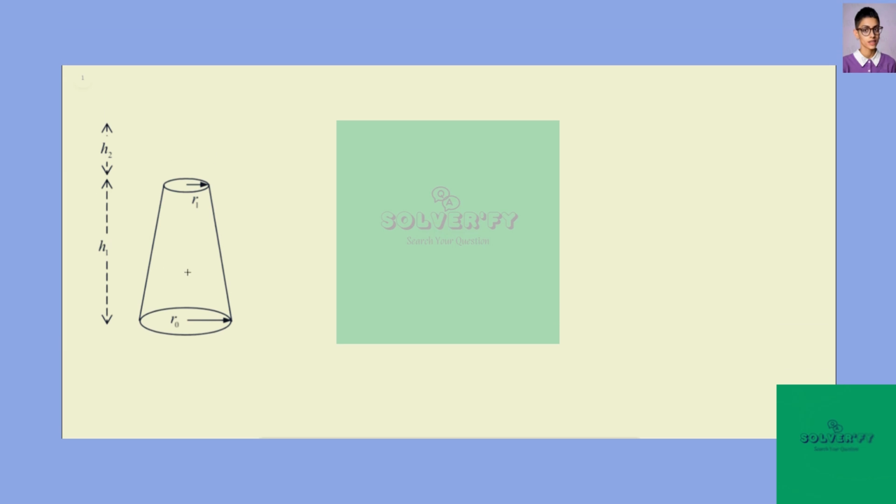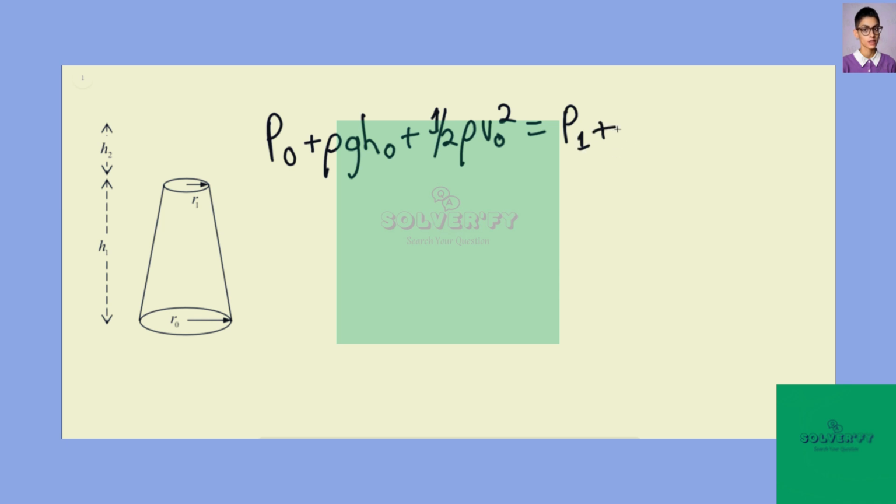So we have to the left a diagram of the system, and so we should first use Bernoulli's equation. We're going to say that the atmospheric pressure plus rho g h sub 0 plus 1/2 rho v sub 0 squared plus P sub 1, rather, this equals P sub 1 plus rho g h sub 1 plus 1/2 rho v sub 1 squared. We know that the P sub 1 is going to equal the atmospheric pressure.